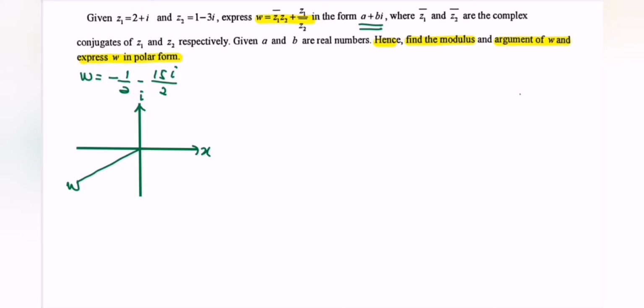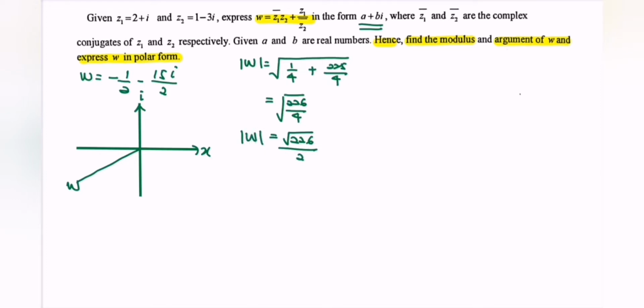Find the modulus. So the modulus of w will be equal to the square root of a squared, where we have 1 over 4, plus b squared, where we have 225 over 4. So we will have the answer square root of 226 over 4. Kindly simplify. We have the square root of 226 over 2. That is the modulus of w.